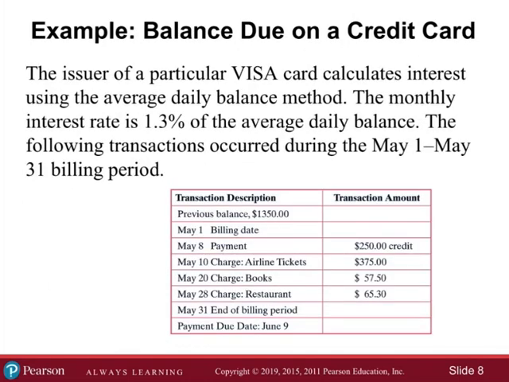Previous balance, I'm thinking that, let's see, a payment. Oh, okay. So they made a payment. So it looks like we might do the 1350 minus 250 plus 375 plus those charges. So then you have your new balance. And then what is it, 30 days or 31 days?